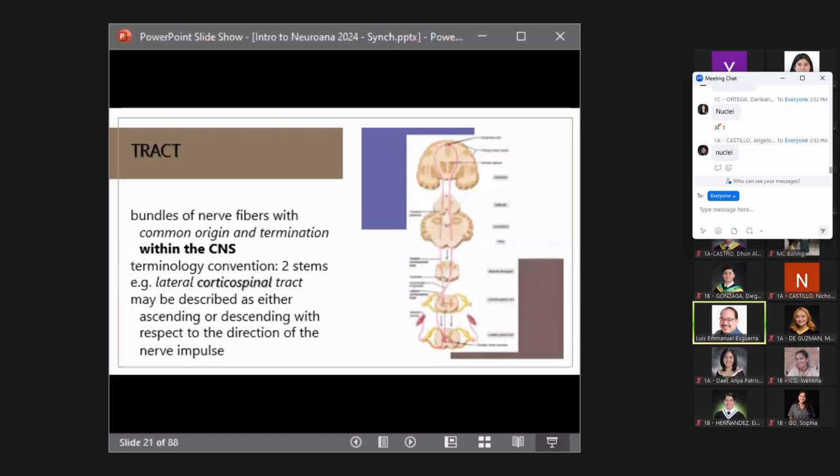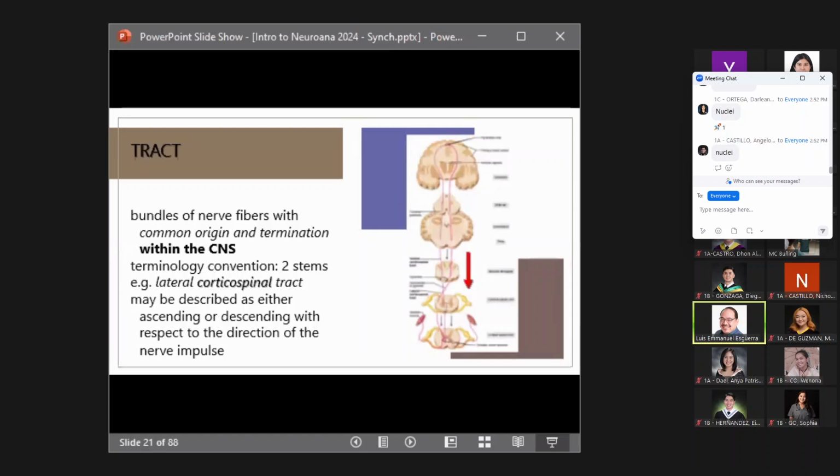Descending would be carrying nerve impulses away from the brain or the cerebral cortex downwards towards the periphery. So the example here is the corticospinal tract. The impulse in this image starts in this drawing on the side. The nerve cell body is in the cerebral cortex. The axon goes down through the cerebral peduncle to the brainstem, down to the spinal column.